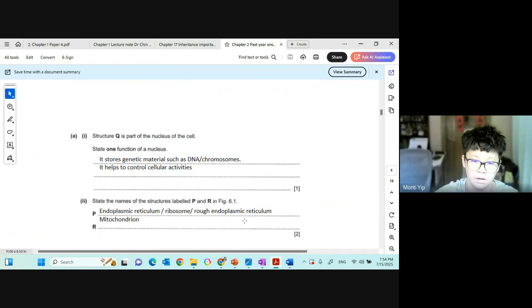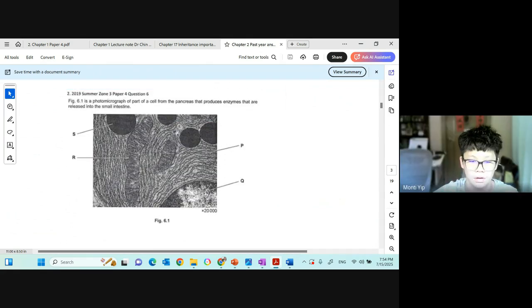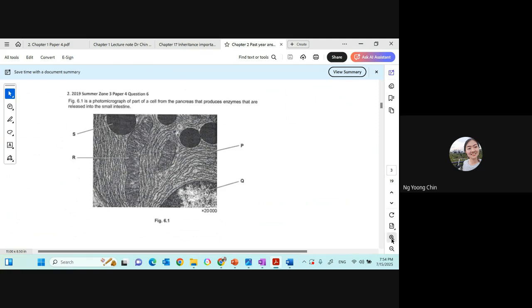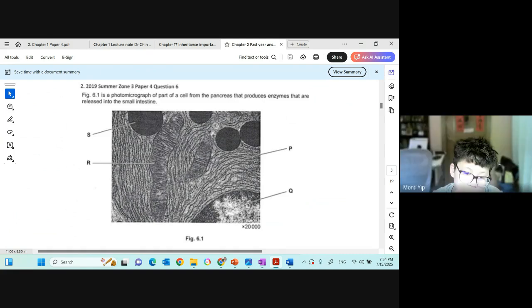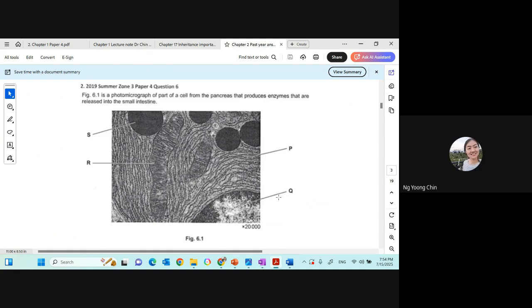You can see this is an actual IGCSE question. This is the nucleus. You need to identify the actual structure, because during the exam they will give it like this. If you don't know how to identify it, you'll lose marks because you don't know what kind of answer to write.